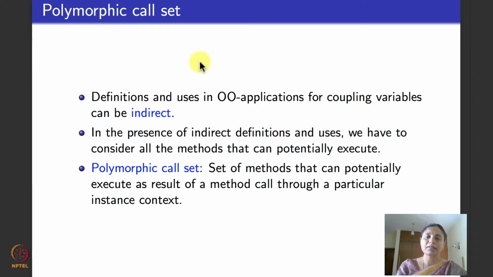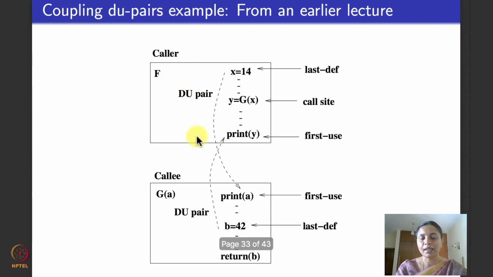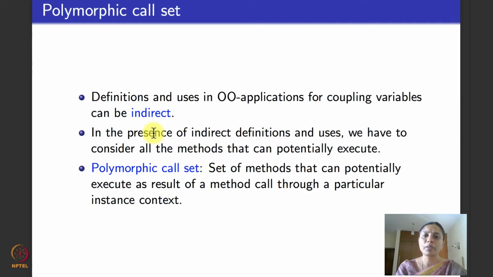So to understand that, we first need to understand, when we have polymorphic methods, what is a polymorphic call set. Here, in the presence of polymorphic methods, the first thing to observe is that the definitions and uses for such coupling variables can be indirect. So what do we mean by indirect? Indirect means you don't know which version will be executed in which method that is being used. So in the presence of indirect definitions and uses, we have to consider all the methods that can potentially execute. So polymorphic call set is the set of methods that can potentially execute as a result of a method call through a particular instance context.